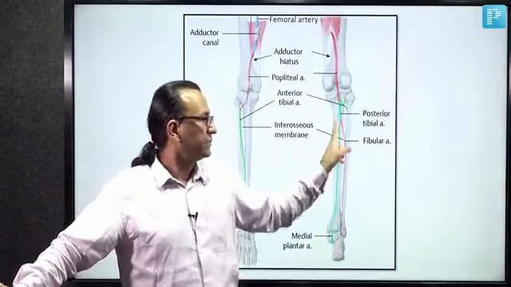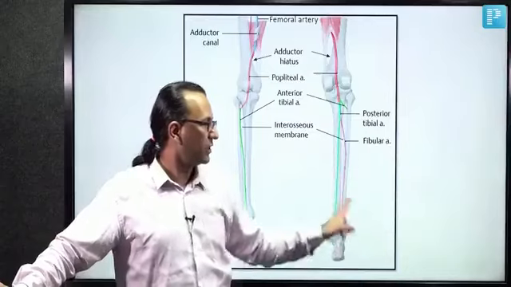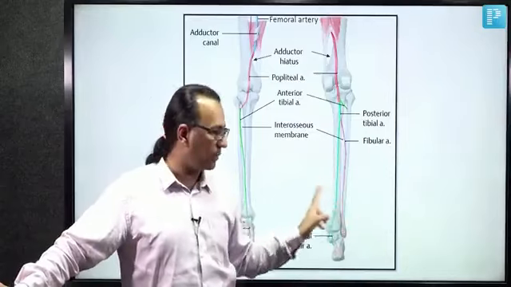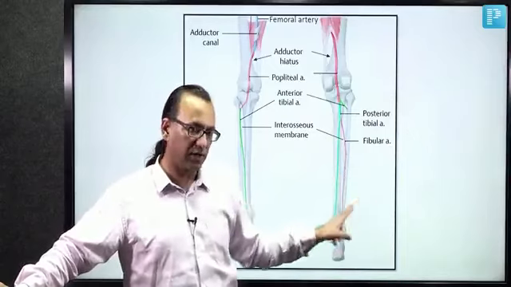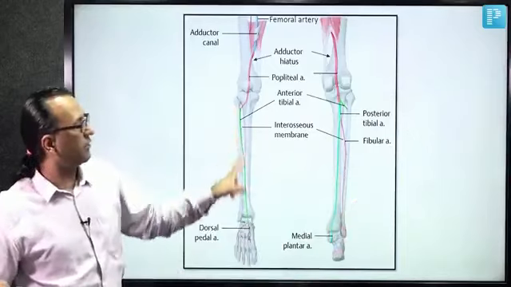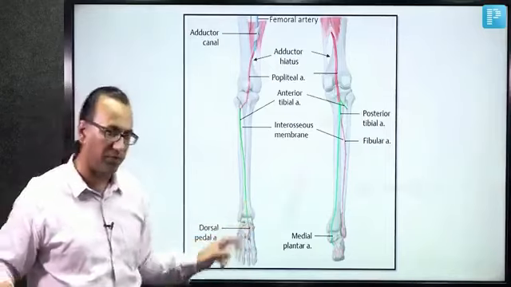Peroneal artery is going to supply the lateral leg compartment muscles, but remember the artery remains in the posterior leg compartment only, meaning it does not go to the lateral leg compartment, though it supplies the muscles of the lateral leg compartment. And the anterior tibial artery comes anterior to the tibia, and then it forms the dorsalis pedis artery on the dorsum of the foot.